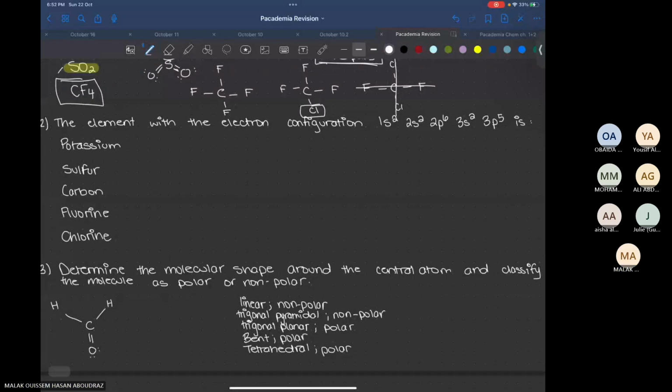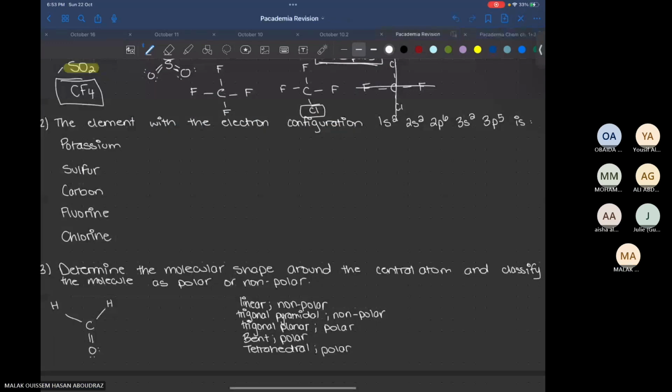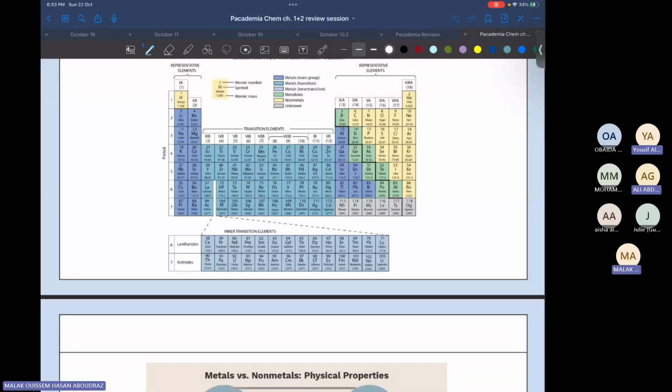Does anyone want to answer this question? Sulfur? Wait. Not sulfur? What then? I'll give you guys an easy way to solve it. Fluorine. So you guys are saying fluorine, right?